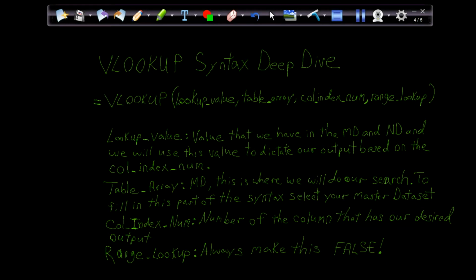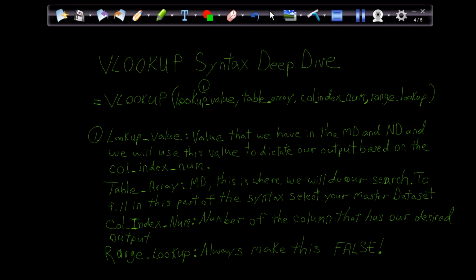So let's take a look at the VLOOKUP syntax. And I want to point out that the V in VLOOKUP stands for vertical. So it's vertical lookup. And so if we look at lookup value, what VLOOKUP is doing is it's taking the lookup value that we have in our master data set and our new data set, and it's going to the master data set, and it's going to look vertically down column number 1. It has to be in column 1.